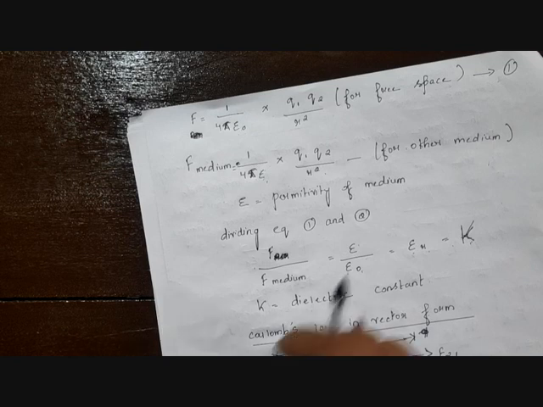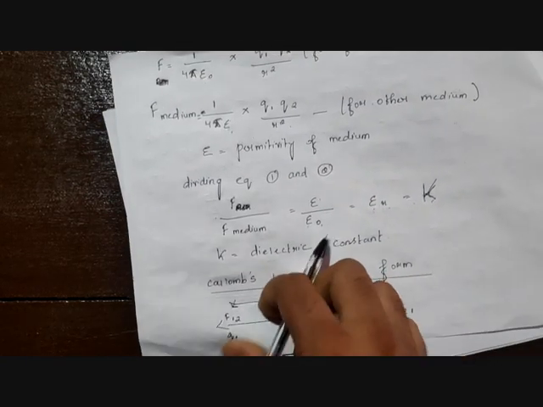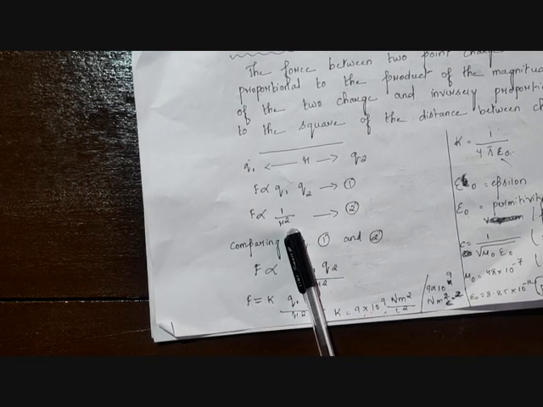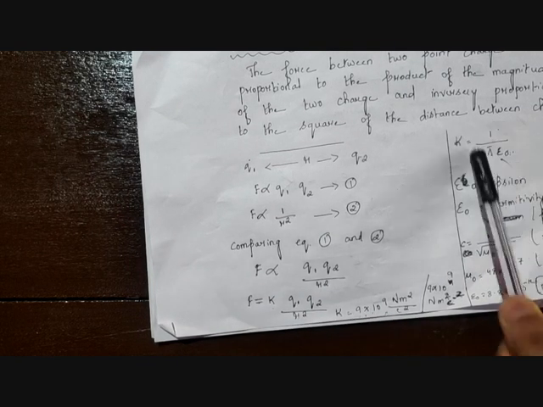Is it clear? Again I repeat: Coulomb's law says that the force between two charges is directly proportional to the product of the two charges and inversely proportional to the square of the distance between them. If you evaluate these two equations, you will get this k. And the k value is how much? You can put this value here. So I hope you got what I'm saying.